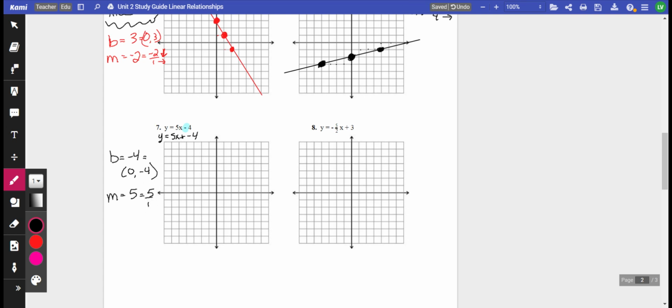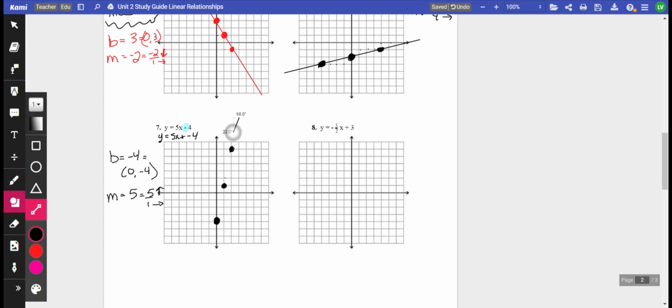Third step is to plot my y-intercept, 0, -4. Then my slope: I'm going to go up 5 to the right 1. And again, that's because I have a positive 5, indicating going up 5, and a positive 1, meaning going to the right 1. And I'm going to connect my points.